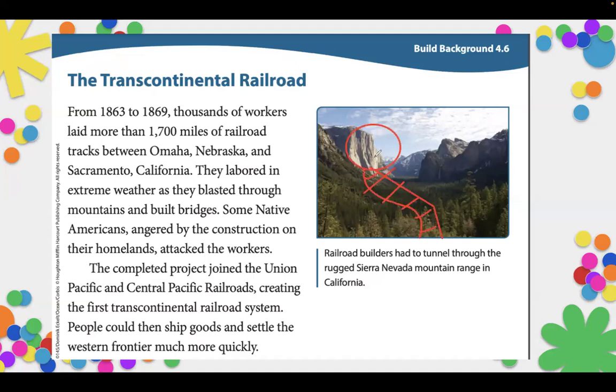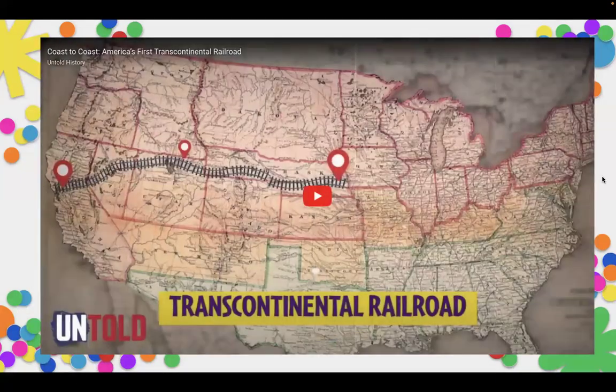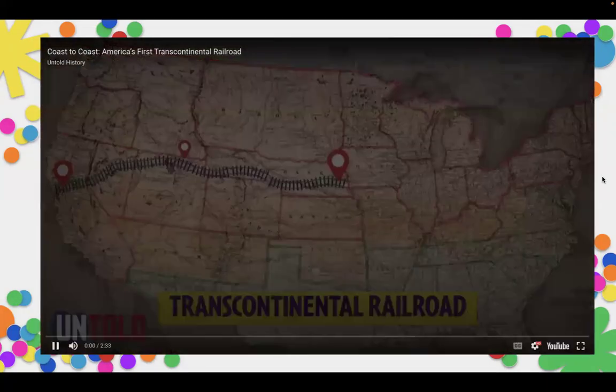And they had to tunnel through mountains. So it was a very long journey. It was a very hard journey. And Native Americans didn't like that they were destroying their house, basically their house and their home and their land. So they would attack some of the workers. And here's that video that we watched earlier that we watched also in class.